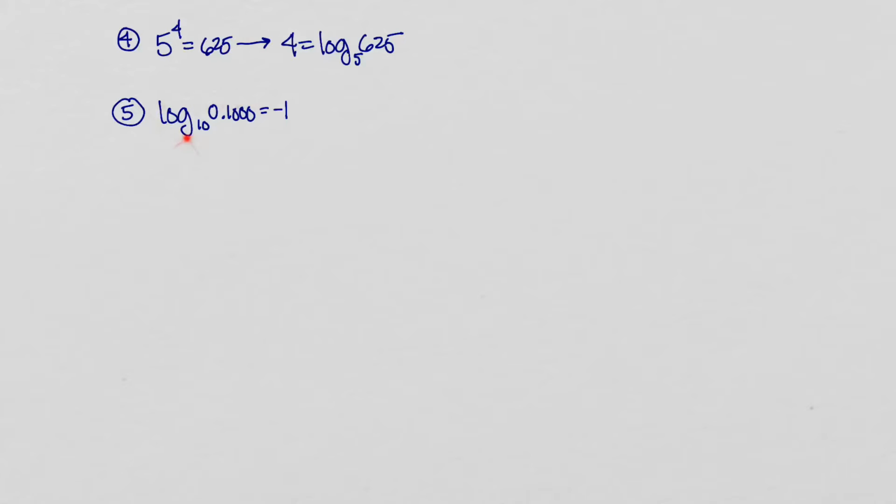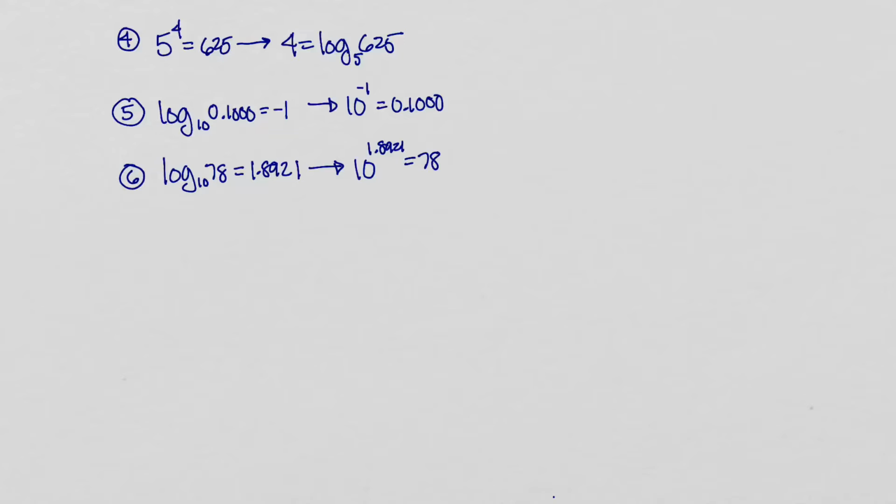Now in number 5, we've got a logarithmic form, and we want to convert this to exponential form. Logarithms are exponents. The exponent's a negative 1, and exponents go on bases. That would be 10. So we write 10 to the negative 1, and that gives us 0.1. Let's make this conversion. The logarithm is the exponent, so this exponent goes on that base. We'll have 10 to the 1.8921, and that's equal to 78.